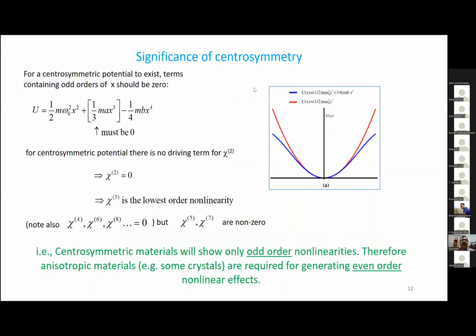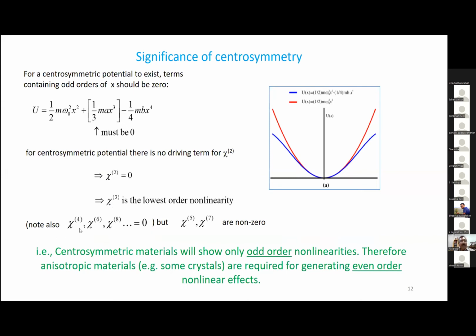For a centrosymmetric potential to exist, terms containing odd orders of x should be 0. So this is the potential here. We cannot have a term of x cube here. If it is there, the potential is not going to be symmetric. Therefore, it has to be 0. So what that means is, for a centrosymmetric potential, there is no driving term for chi2, or chi2 has to be 0. So in such a system, chi3 will be the lowest order nonlinearity.